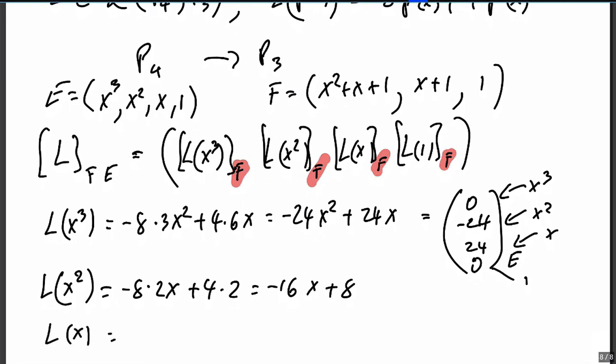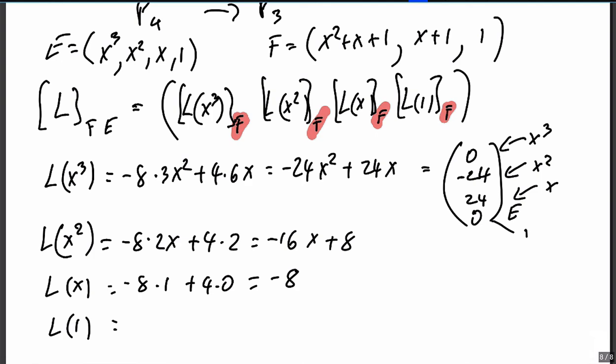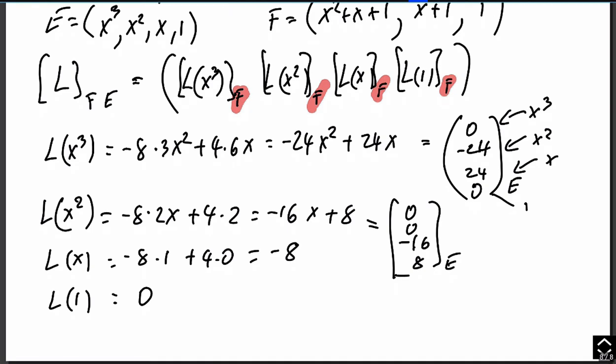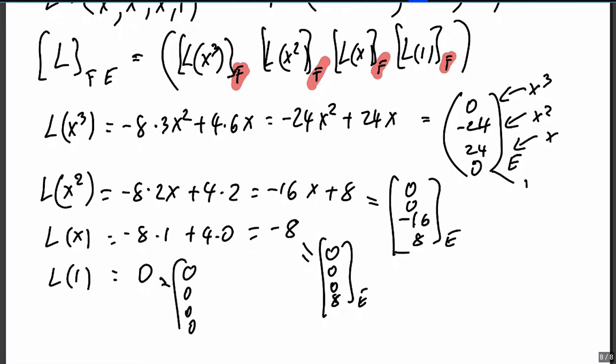Then L of x, -8 times 1 plus 4 times 0, so it's -8. And L of 1, the derivative and the second derivative of 1 is 0, so it's 0. So similarly to the previous coordinate representation, we could write this that this is 0, 0, -16, 8 in the E standard basis. This is 0, 0, 0, 8 in E, and this is of course just the 0 vector in E.